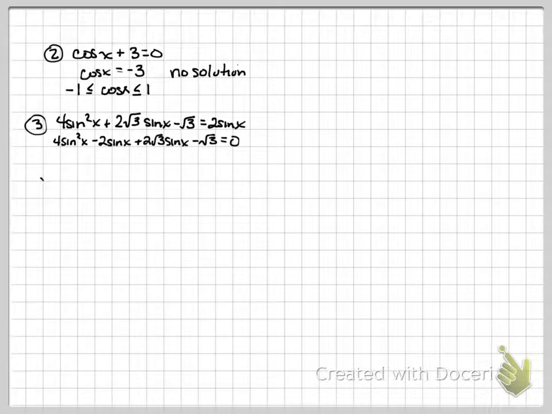And the reason I'm doing this is because I'm going to have 4 terms. The likelihood is I'm going to be able to factor by grouping. And so I'm going to put those square roots right next to each other so I can factor them out. So in my first parenthesis, I can factor out 2 sine x, and that leaves me with 2 sine x minus 1. In my second set of parentheses, I can factor out square root of 3. And same thing, I'm going to end up with 2 sine x minus 1.